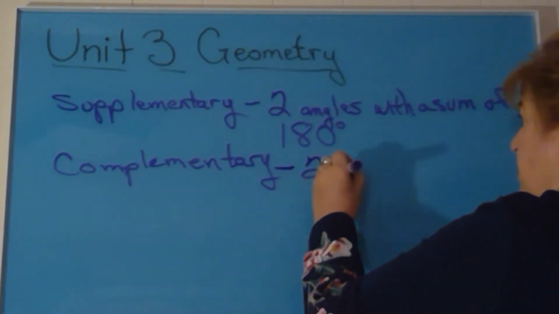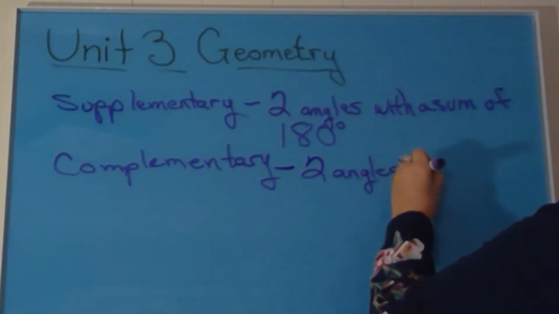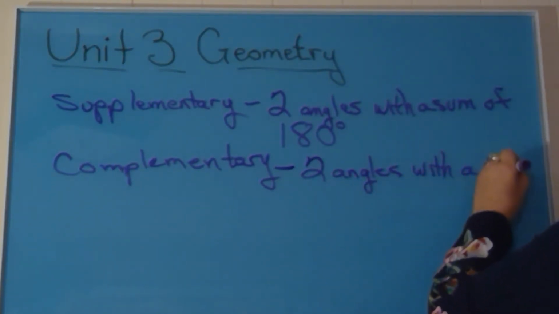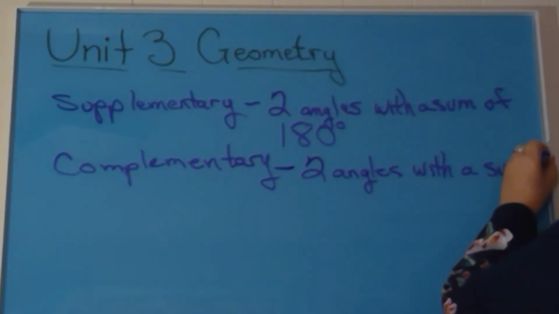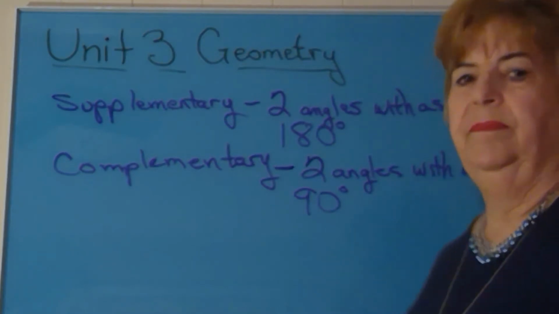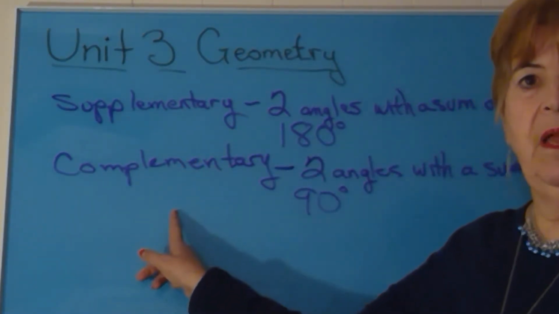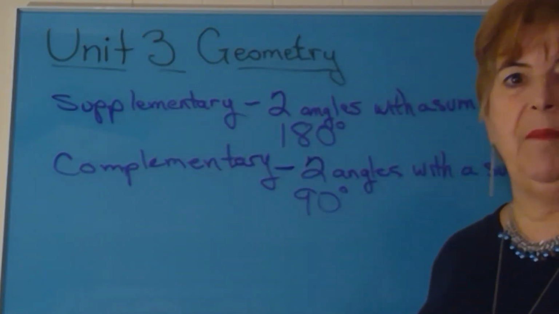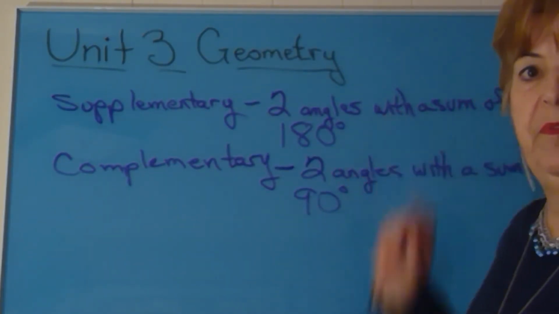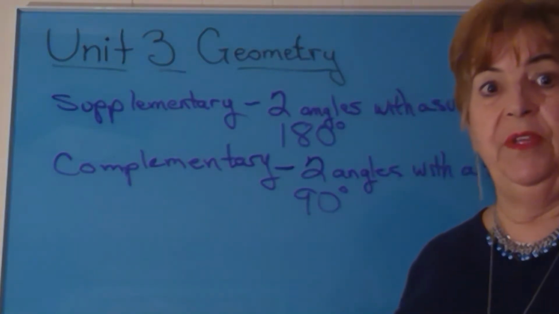Complementary angles are two angles with a sum of 90 degrees. Complementary comes before supplementary alphabetically, and 90 degrees comes before 180 degrees, if you need a way to remember these.